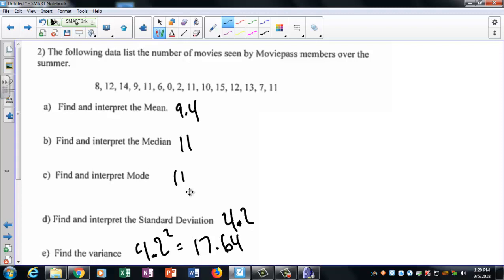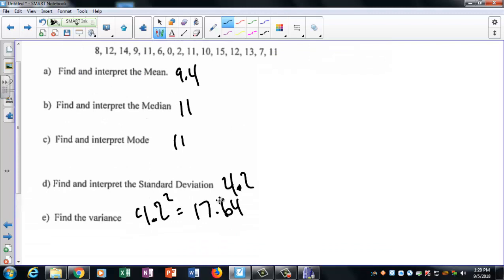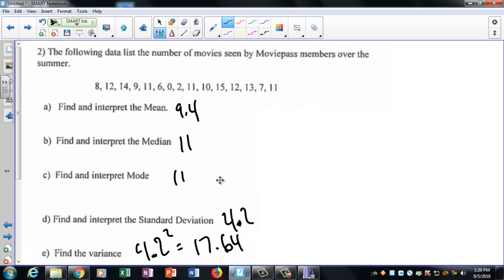Okay. Now again, I'm kind of running through these relatively quickly. Feel free to pause them, do them on your own. Probably a little late for that. Go back, hit rewind.